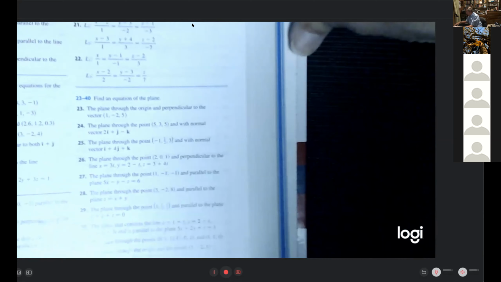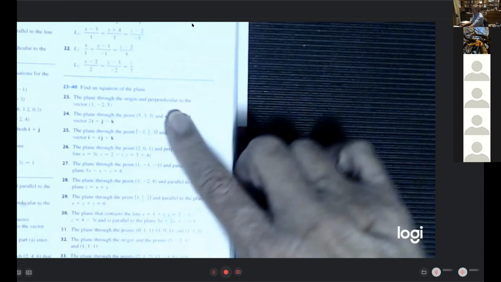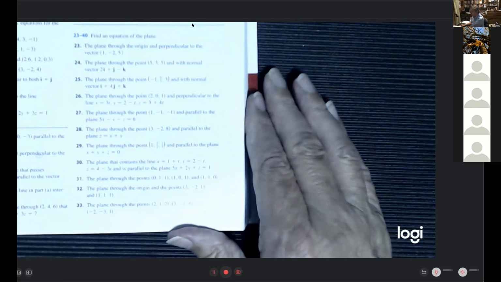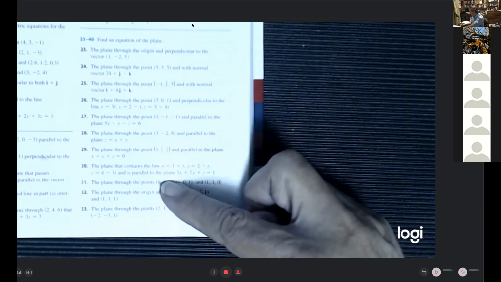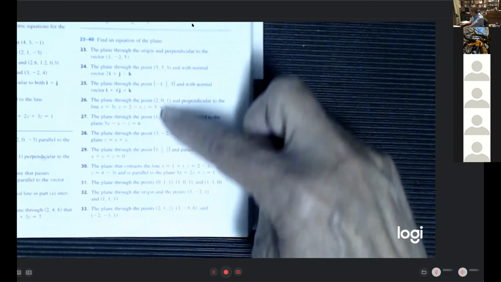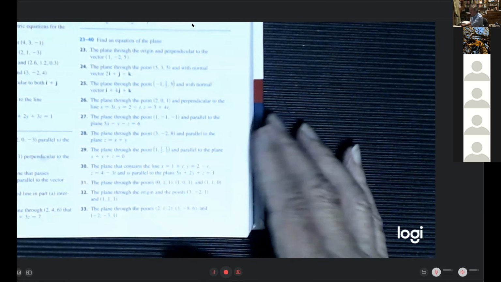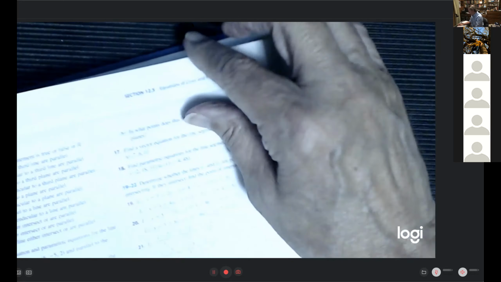Anyway, in the exercises in the book, there are lots of problems trying to find equations of planes. And what I would recommend to you, and we can talk about it Monday, is that you try to do these problems about planes, 23 to 40, or similar problems in WebAssign. This is in section 5, and there are more of them. On the next page, there are more problems to do.